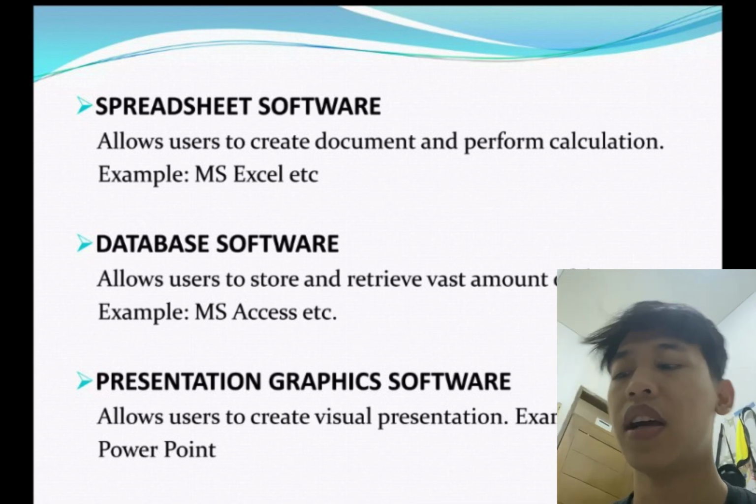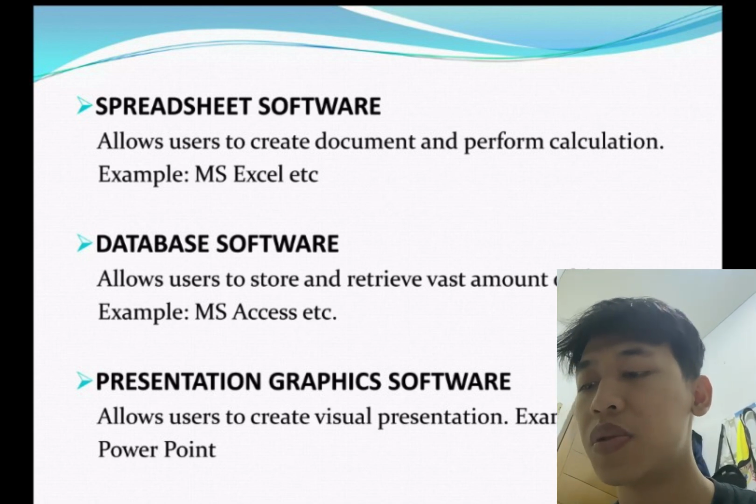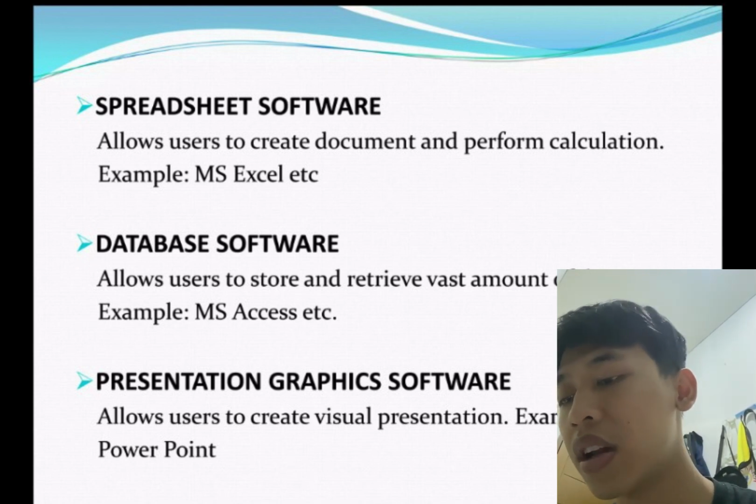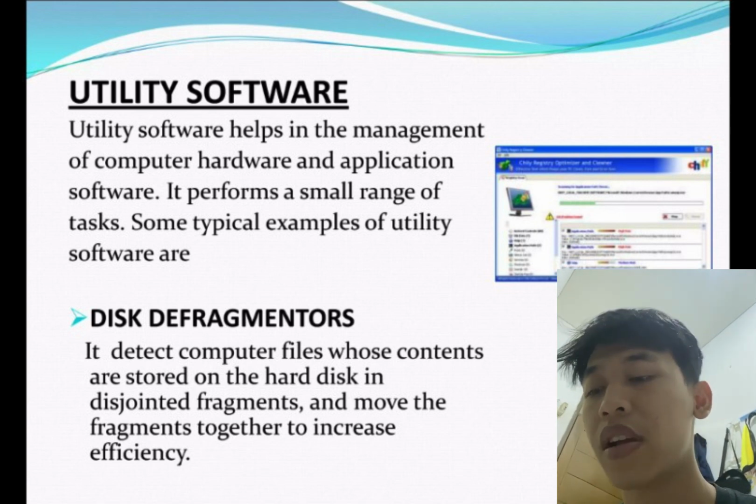And others. Database software. Database software allows users to store and retrieve vast amounts of data. Example is Microsoft Access. And then is presentation graphics software. Allows users to create visual presentations. Example is Microsoft PowerPoint. And then is utility software. Utility software helps in the management of computer hardware and application software.